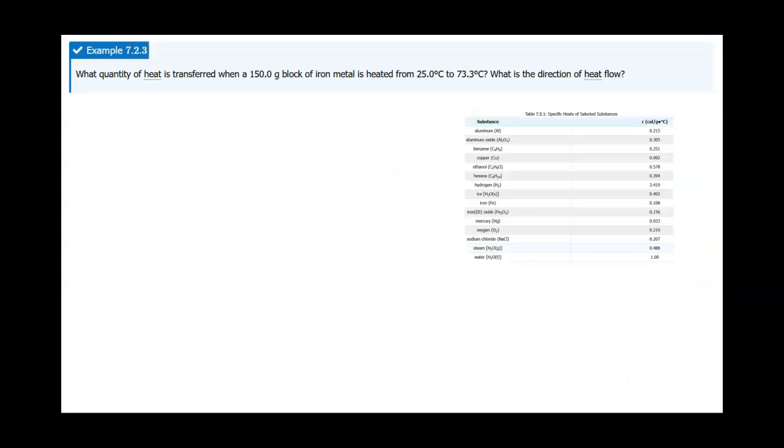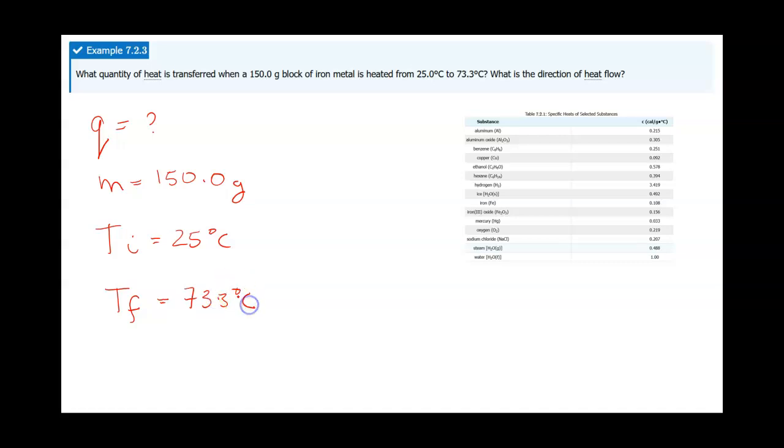So this is an example from the book. It says, what quantity of heat, so we're trying to find Q, is transferred when a 150 gram block, so m equals 150 grams, of metal is heated from, so our initial temperature is 25 degrees Celsius, to 73.3 degrees Celsius, so that's our final temperature. And what is the direction of heat flow? So let's do the first bit and get Q.